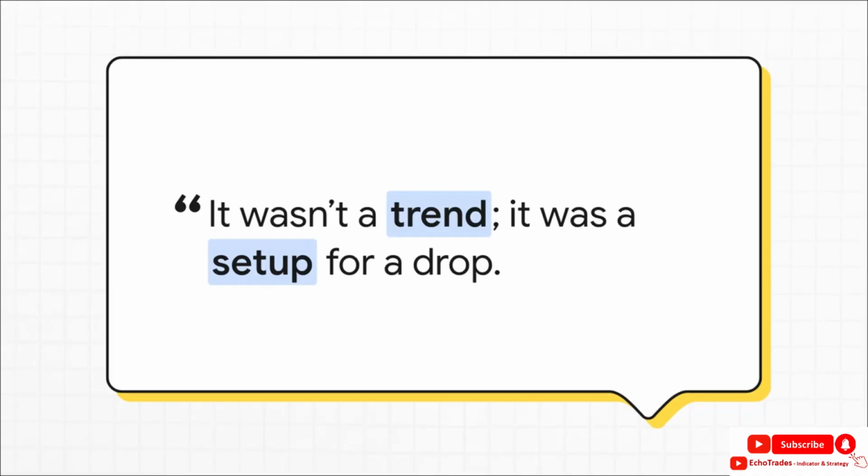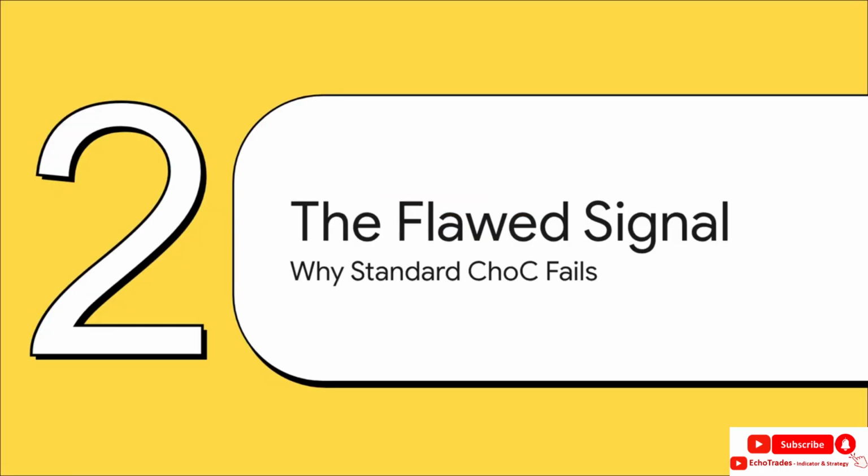And here's the kicker. This wasn't bad luck. It wasn't some random market fluctuation. What you thought was a trend, well, it was really just a setup for a massive drop. It was a trap, plain and simple, designed by the big players to grab liquidity. They need to trigger your stop losses to fuel their own move going the other way. So the big question is, how do we avoid these traps? How do we spot a real reversal?